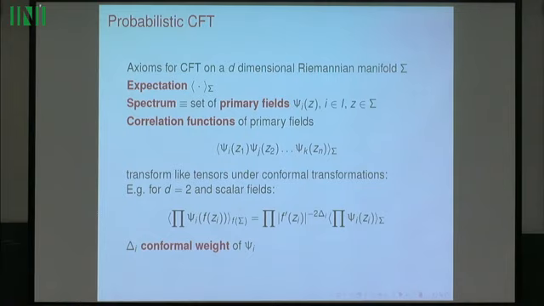Then there is something called the spectrum. It's a certain set of random fields, which are called primary fields. And then you are interested in computing correlation functions of these random fields, averages in that expectation. The name primary comes from the fact that they have simple transformation laws under conformal transformations. For instance, in 2 dimensions, if the field is a scalar field, it transforms with a power of the Jacobian of the map. That power, modulo 2, is called the conformal weight.